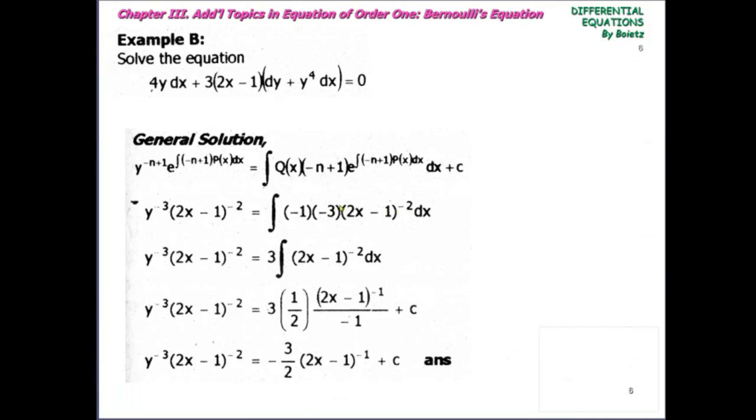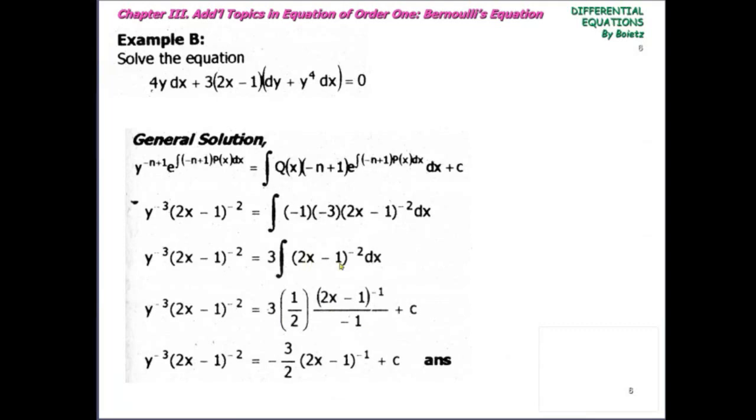Then, ito, magiging negative, negative, positive ito. Integral of 2x. So, yung 3, labas mo na. Integral of quantity 2x minus 1 raised to negative 2 dx. This one is only power formula. So, u to the n is u to the n plus 1 all over n plus 1. Kaya, negative 2 plus 1 is negative 1, all over negative 1 plus c.